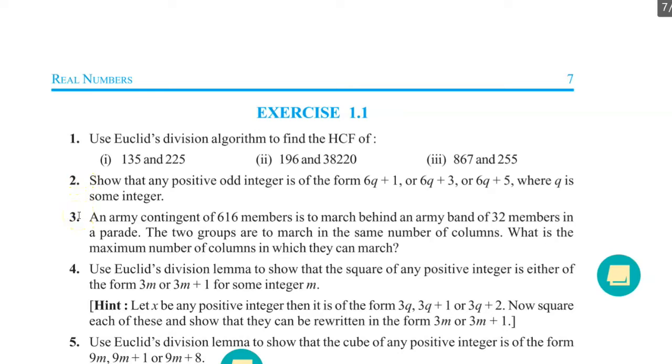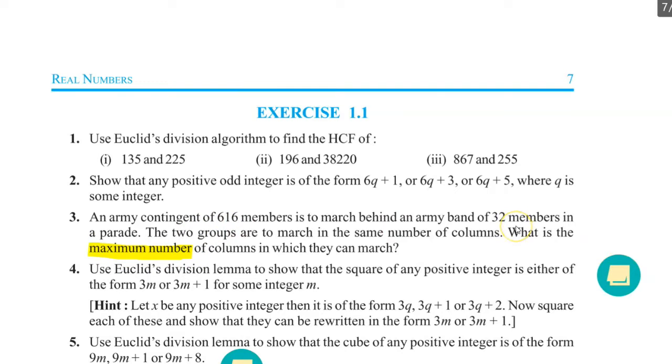So the third sum: an army contingent of 616 members is to march behind an army band of 32 members in a parade. So the two groups are to march in the same number of columns. What is the maximum number? So again we are asking for the maximum number, which means we have to find the HCF, highest common factor, by Euclid's division lemma method.